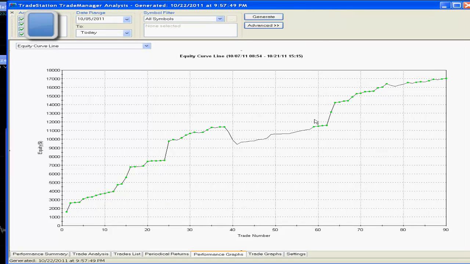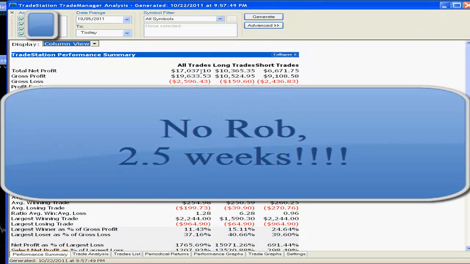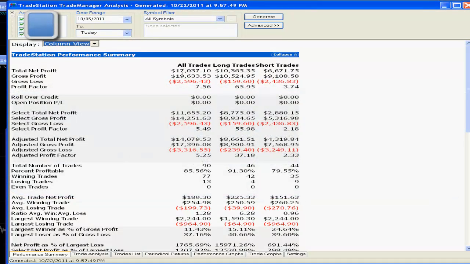Let's look at a few other things. We have this whole equity curve. Let's go to the performance summary. This was, I think, a week and a half. Here's your gross, 19,000 gross. Gross loss. And net was 17,000. Total number of trades, 90 trades. 77 were winning and 13 were losing trades.